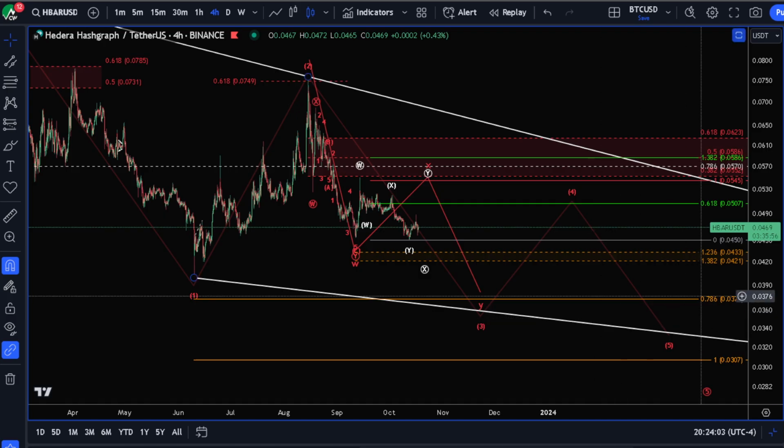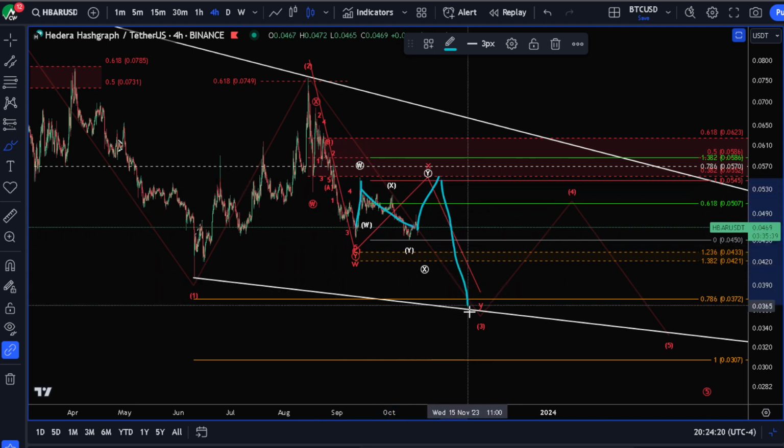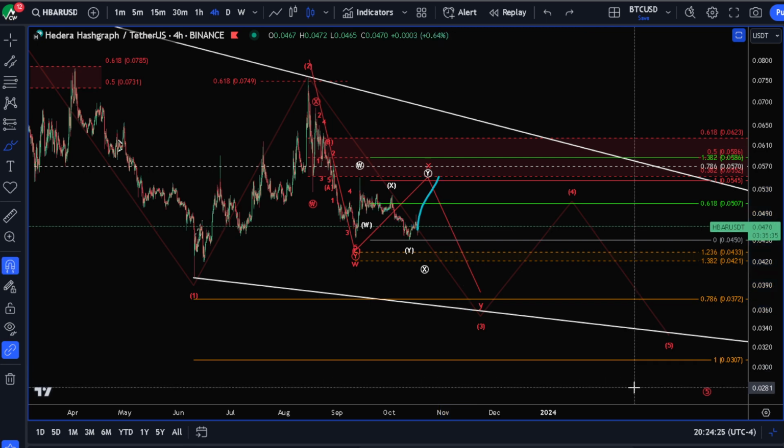This is an update for HBAR. I wanted to show you again on the daily. We're looking for a matching wave of this W wave up as a correction, WXY or ABC, if we get 5 before the next move down in our third wave in our ending diagonal. That's the primary count on HBAR.